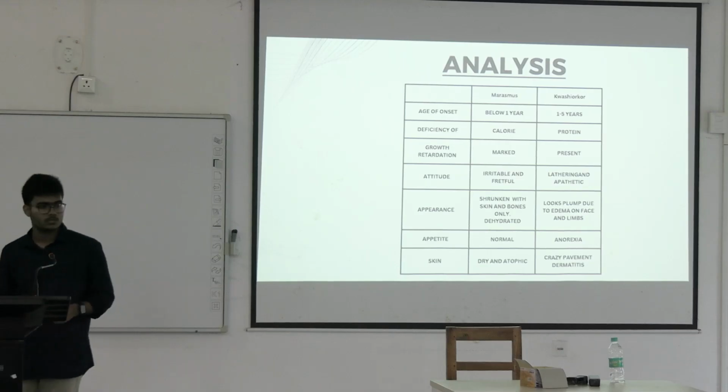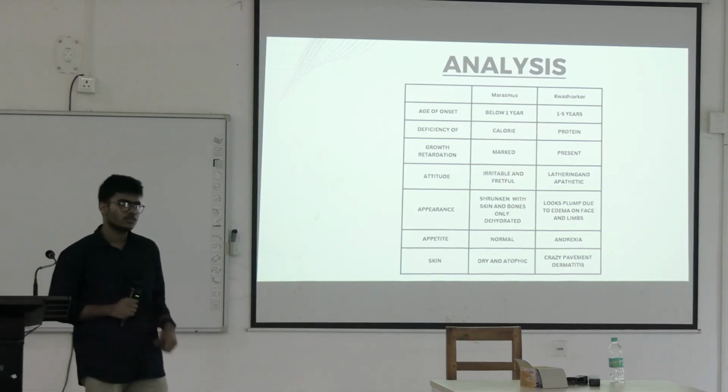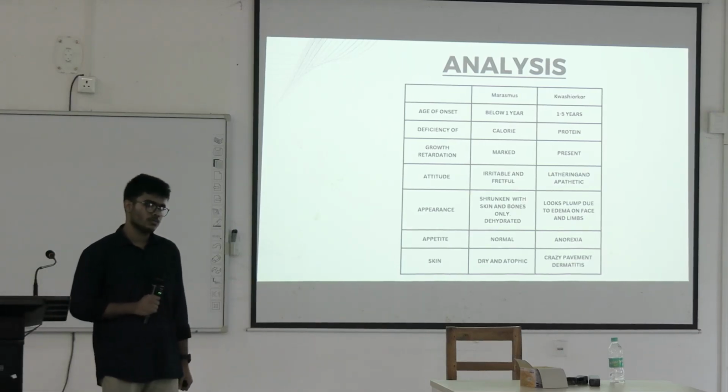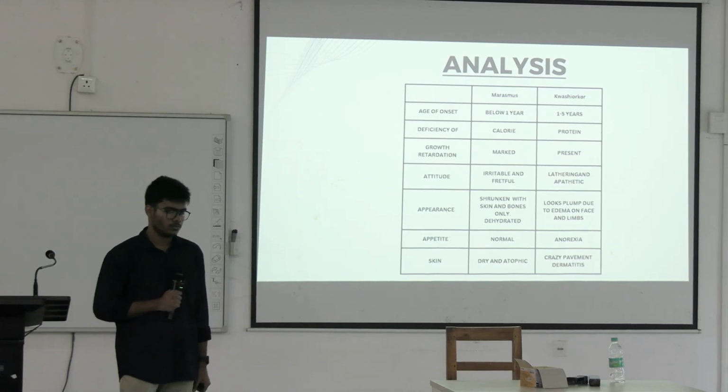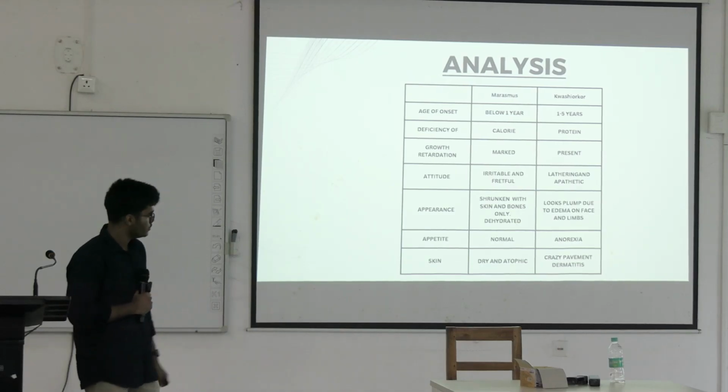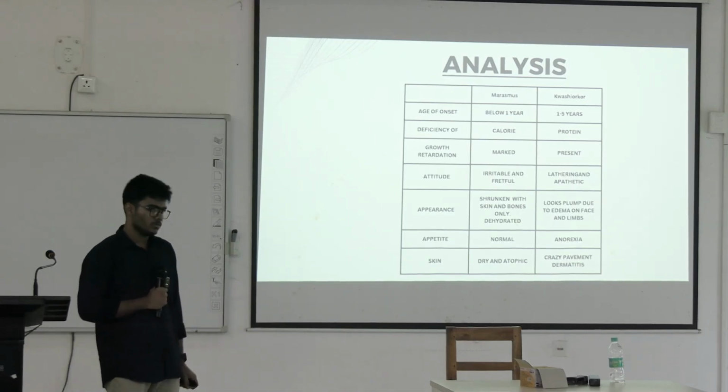And also in the hair there are pigmented and non-pigmented bands, like a flag. This banding is present with the hair. Flaky paint dermatitis is present in the skin. This is a feature of kwashiorkor, not of marasmus.